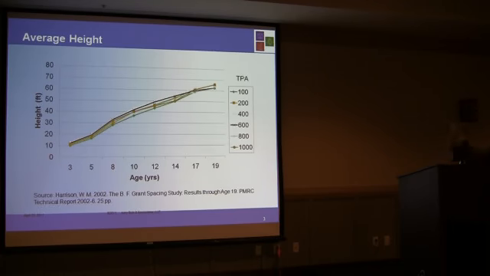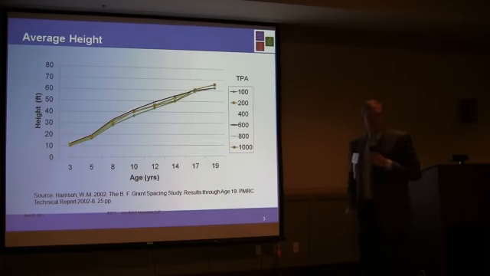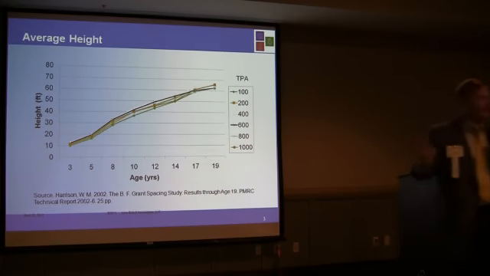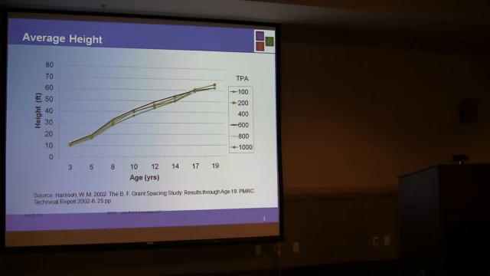Okay, just an example. I'm using a research project that came out of the University of Georgia. It's a plantation of different densities, and it was planted in central Georgia. They followed it through age 19, reported here. And you can see from different densities ranging from 100 to 1,000 trees per acre, height at any given age is relatively the same.